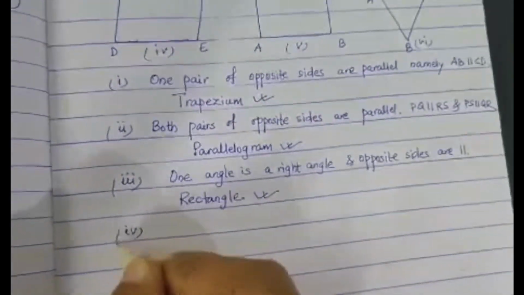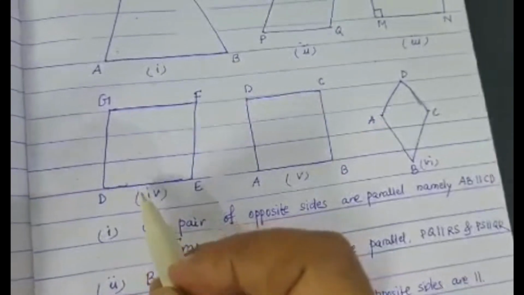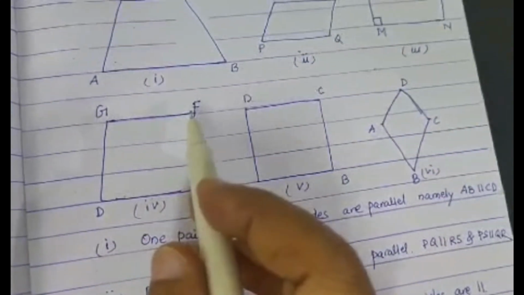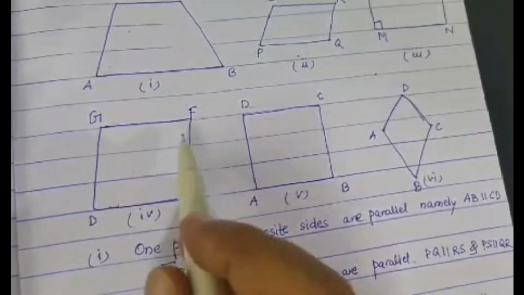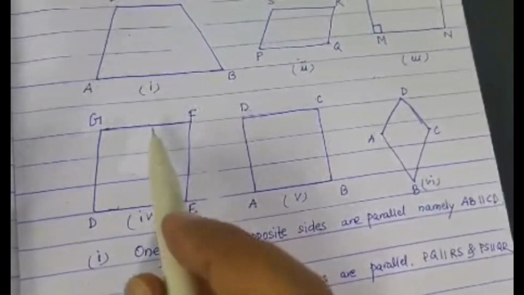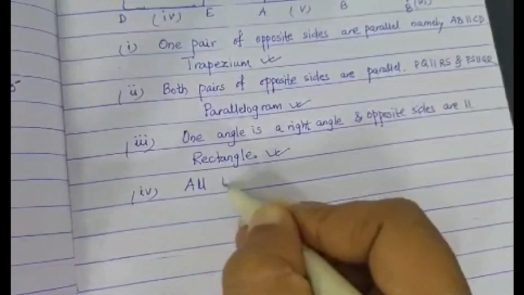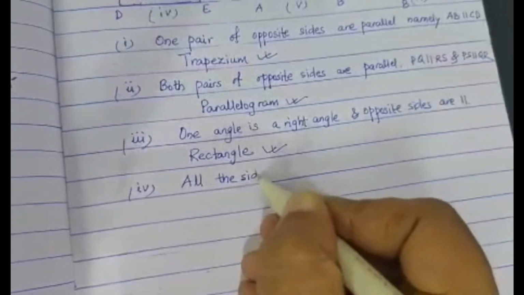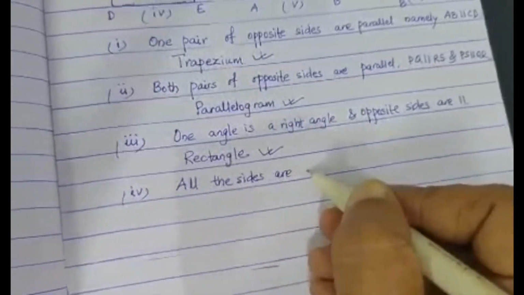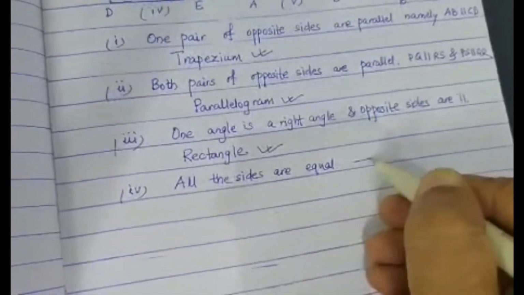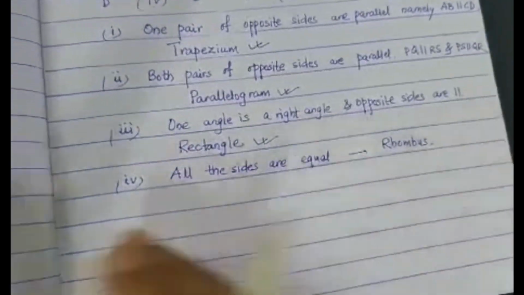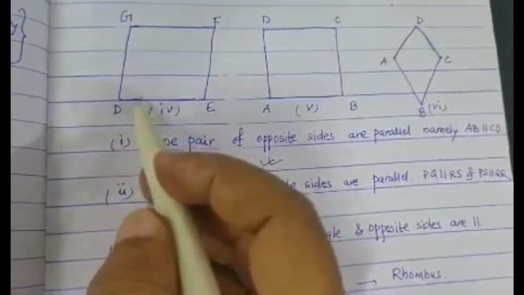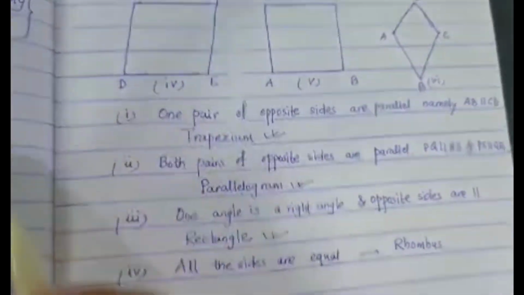Now come to the fourth one. Here you can see that this is called a rhombus. Here all the sides are equal. So all the sides are equal, then it is a rhombus. But here it is not 90 degrees. All right, so all the sides are equal, it is a rhombus.